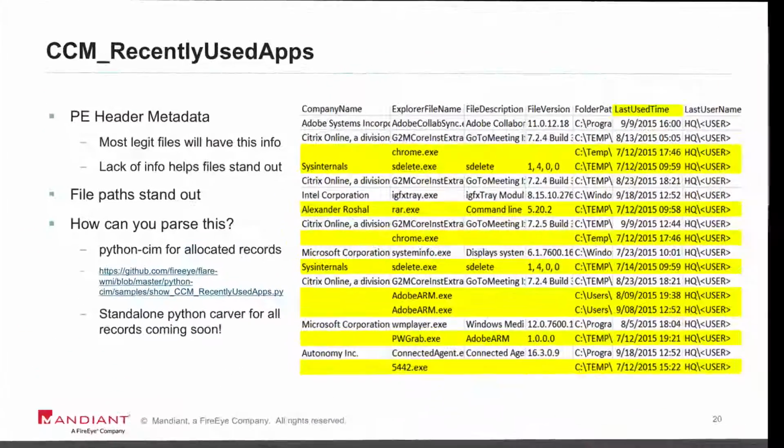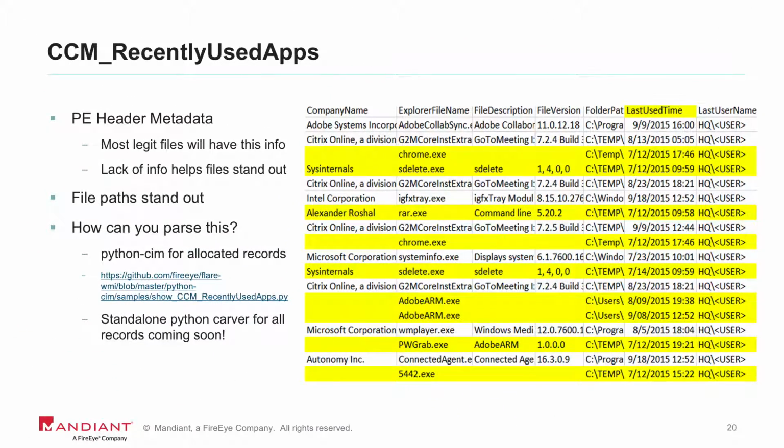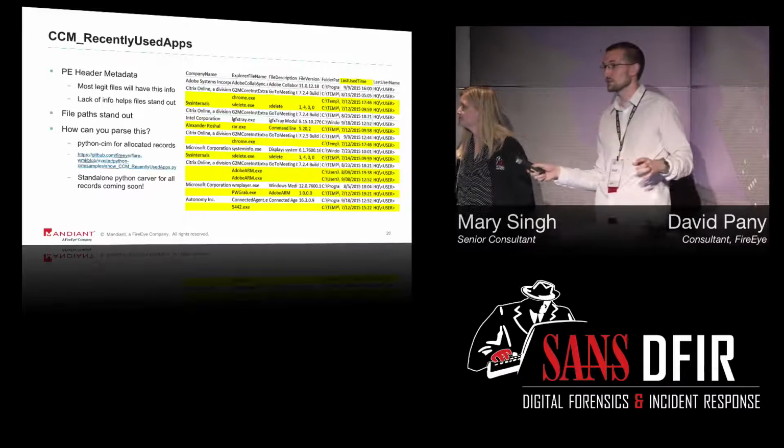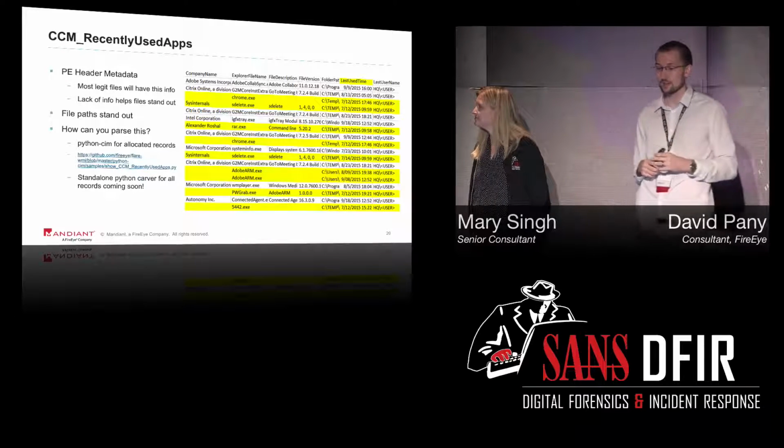So what stands out here? Obviously, the yellow highlights stand out. The parser doesn't do that. But what stands out is the lack of information for the attacker files. You'll see Adobe and Citrix all have all those metadata fields filled out. Super easy to see, and you can kind of validate that.